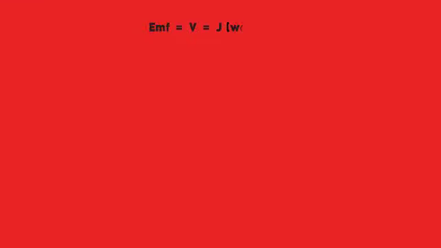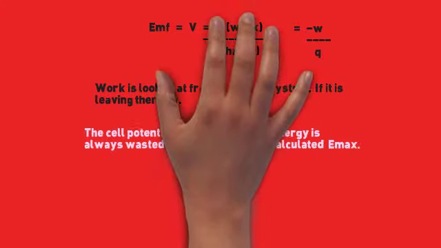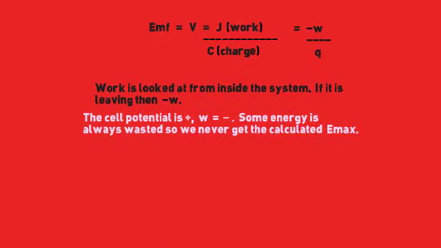So the cell potential, EMF, electromotive force, is the same as a volt, which is the same as joules per coulomb, which is the same as work over charge. And in this case, what we are looking at is negative work per Q. Why is it negative W? Well, work is looked at from inside the system. If it's leaving, then it's negative W. The cell potential is positive. Work would be negative. Some energy is always wasted, so we never get the calculated cell potential maximum, by the way.